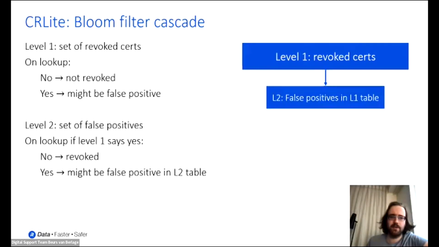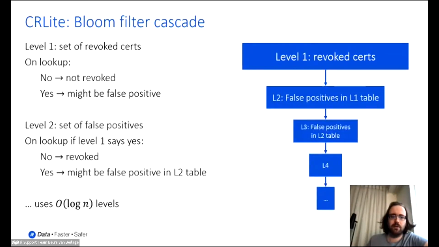However, this second table is also a Bloom filter, or an approximate set in general. And so it also has false positives. So we need a third level and a fourth one, and so on. These levels become exponentially smaller, and so you only need log n levels.